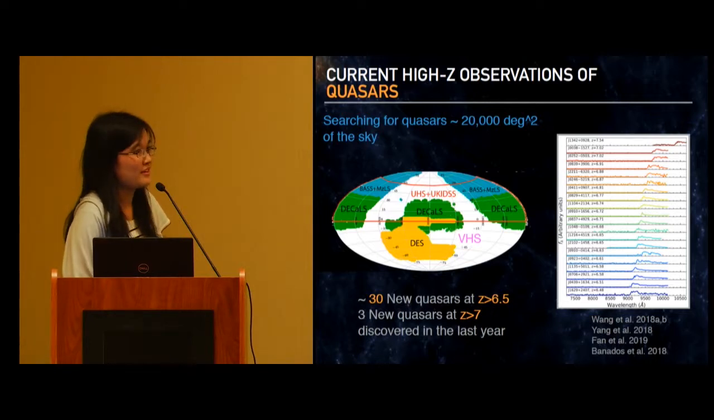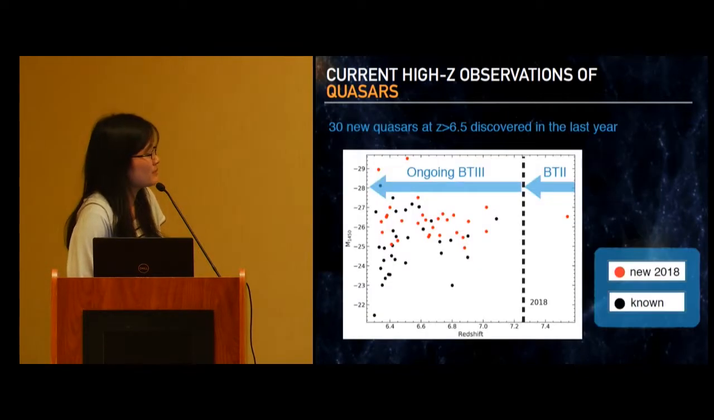And actually, we are making really rapid progress these days. In the last year, about 30 new quasars at redshift larger than 6.5 were discovered, and 3 of them are at redshift larger than 7. Here we plot all the quasars we know of nowadays by their redshift and UV magnitude, their luminosity. The black dots are the quasars known before, and the red dots are the newly discovered quasars in the last year. So we are really in an epoch of rapid progress in peeking at high redshift quasars.